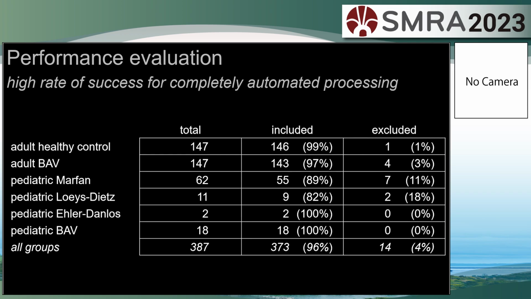Here's a tally of all of our subjects. First, we can look at the totals. We have 387 subjects. Our largest groups were the adult controls and adult BAV. We have more of a variety of pediatric subjects. We had overall a quite high rate of successful processing, and so complementary to that, a low rate of failures. Looking at the adult subjects, we had actually a very high successful processing rate, but it was more mixed in the pediatric subjects, and so this is further work that we have to do.